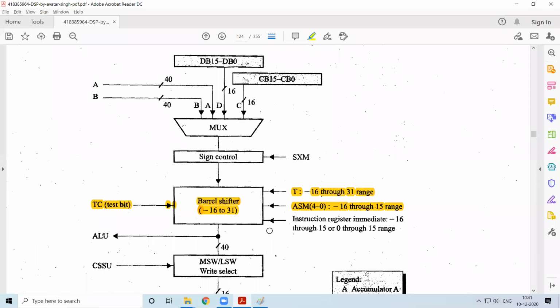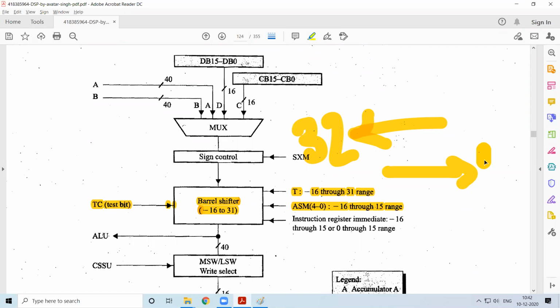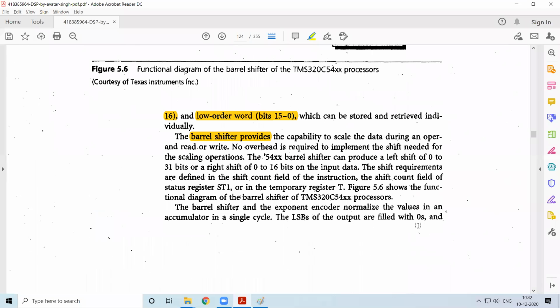So the barrel shifter in the case of the 54xx series is able to perform shifting of up to 31 bits to the left, and shifting of 16 bits to the right. So this is how it goes around. The barrel shifter is capable of performing these shift operations. That is the shifter which is present in the DSP. You can have a left shift of 0 to 31 bits and a right shift of 0 to 16 bits of whatever input you have specified.